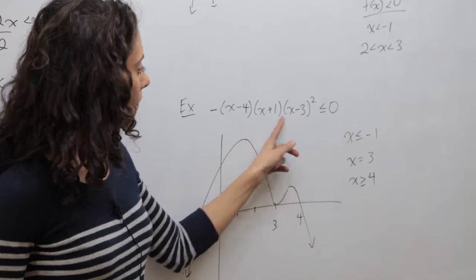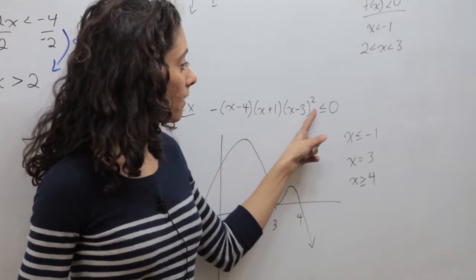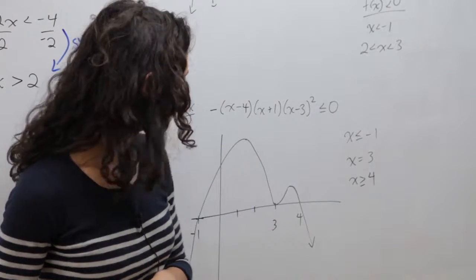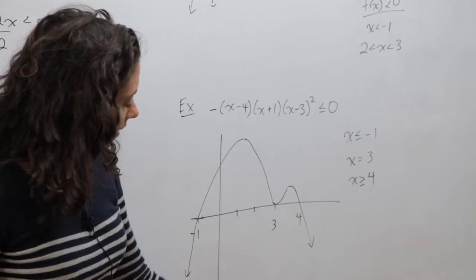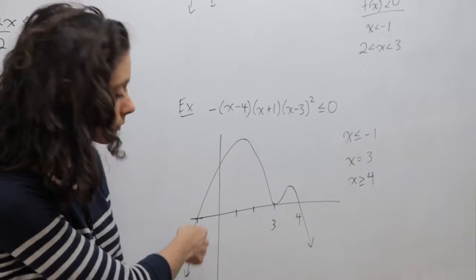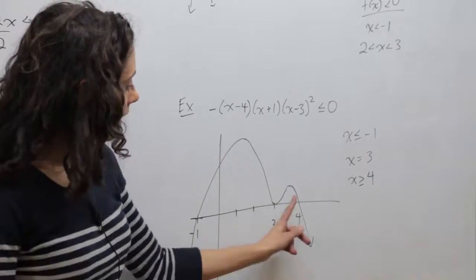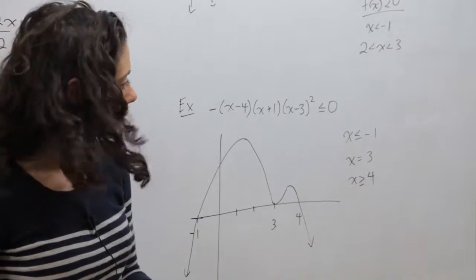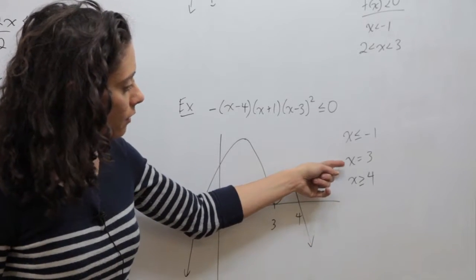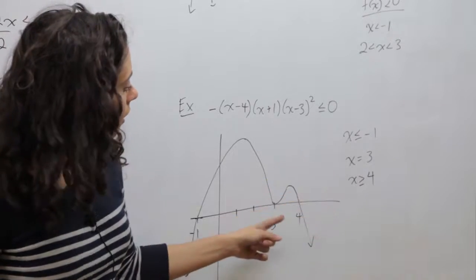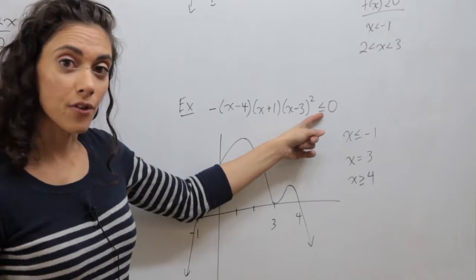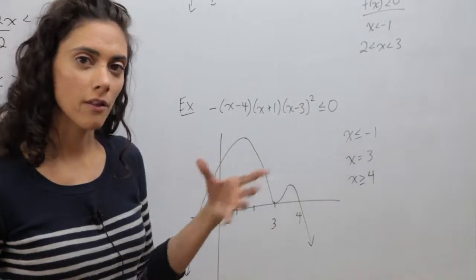I have to figure out when this polynomial is less than or equal to 0. Well, when is it below the x-axis? Right here, when x is less than -1, and over here, when x is greater than 4. But you'll notice I also included the 0, 3. Because it has the equality symbol under here, you have to make sure to also include all of the zeros.